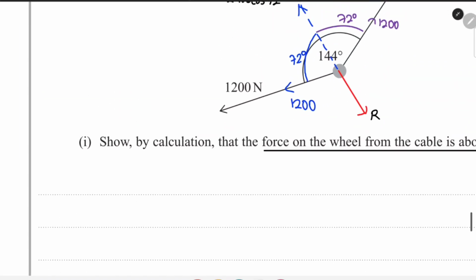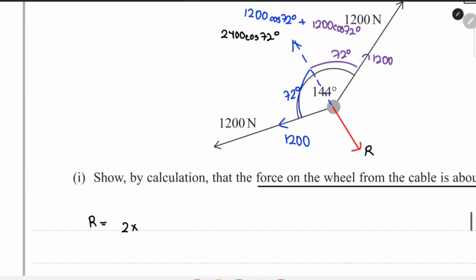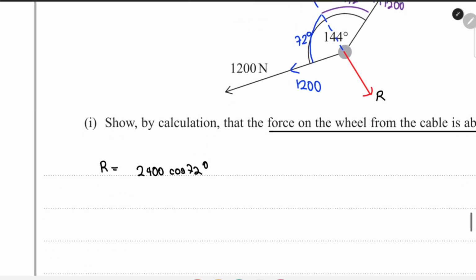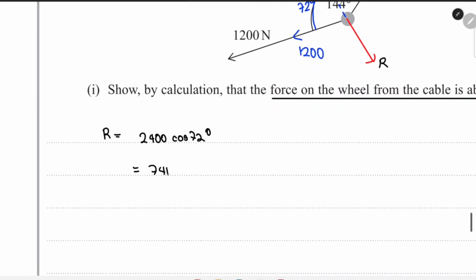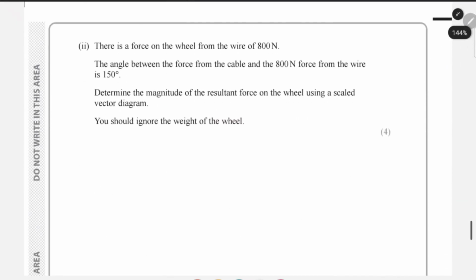So this force R, I'm labeling it R because it's a normal contact force, is equal to 2 into 1200 cos 72, so 2400 cos 72 degrees, which is 741.6 newtons.